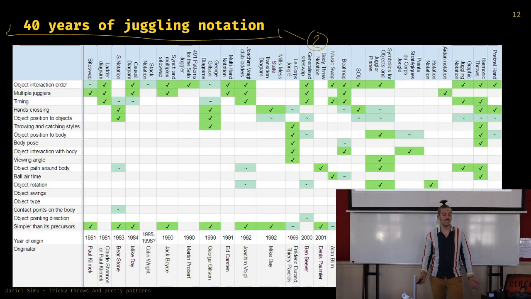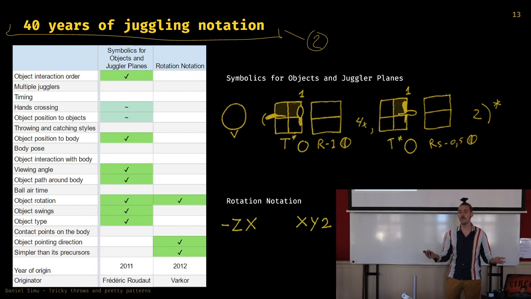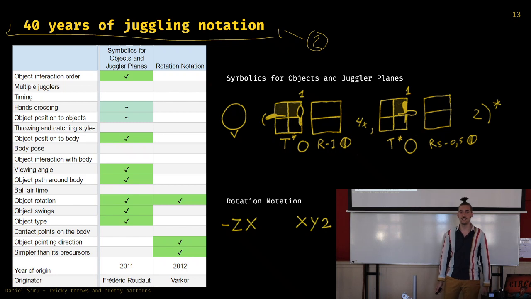I tried to categorize them by the different features that they've all shown. Some of them are very comprehensive and try to describe everything that you can do in juggling, like Soyuz system, but also some are very specific that only describe, for example, the rotation and the orientation of objects, like the rotation notation system. That's a real word you can stumble over, rotation notation system.